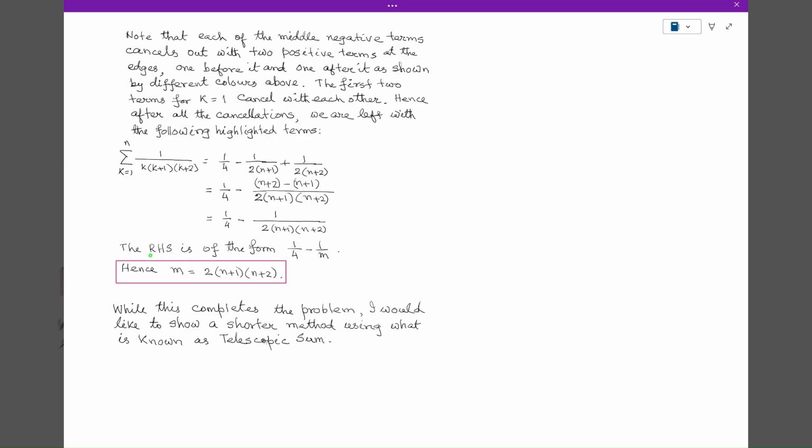The right hand side is of the form of 1 by 4 minus 1 by m. Therefore, m is equal to 2 multiplied by n plus 1 multiplied by n plus 2. And that is the answer. While this completes the problem, I would like to show a shorter method using what is known as a telescopic sum.